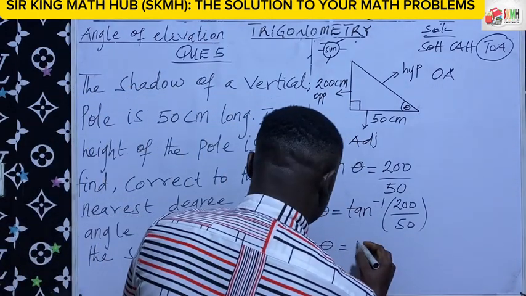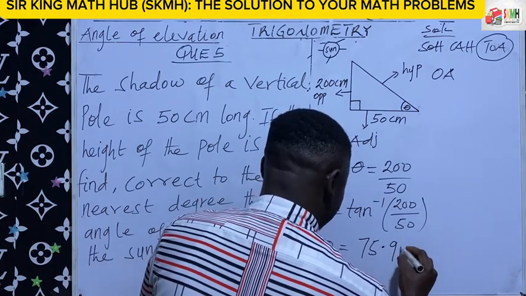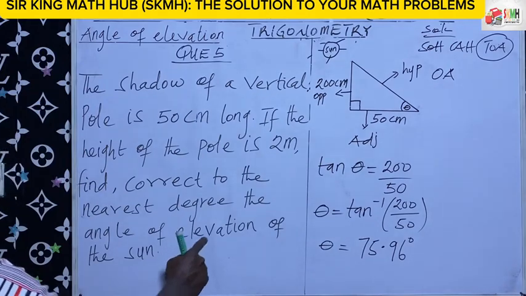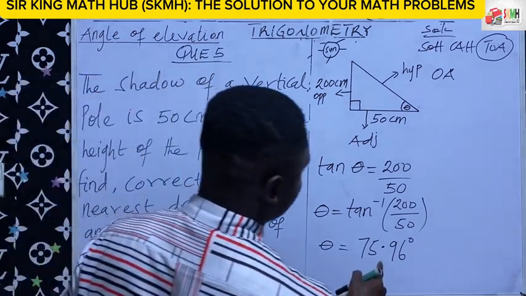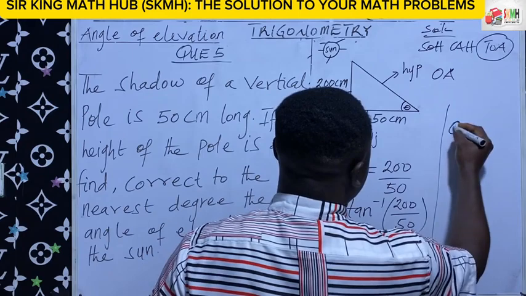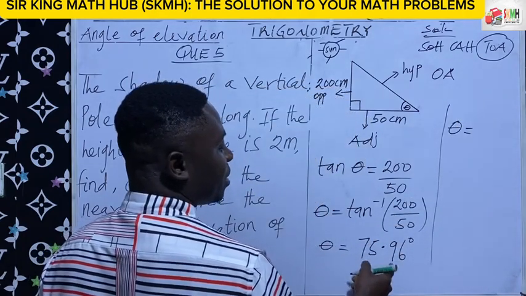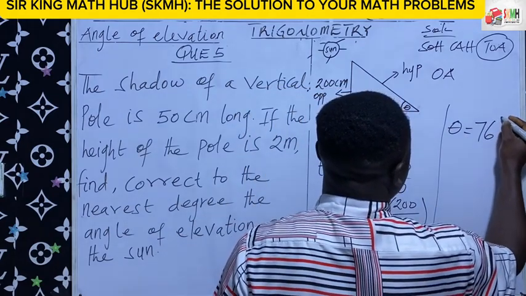To 2 decimal places, that is giving me 75.96 degrees. But again, we are asked to correct our answer to the nearest degree. So to the nearest degree, we can round 75 up by 1. That should give us 76 degrees.